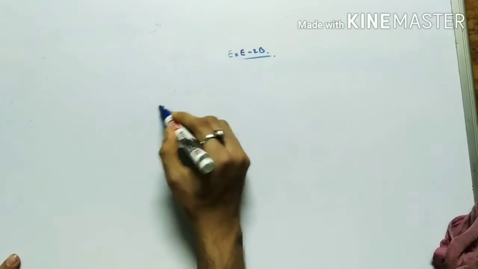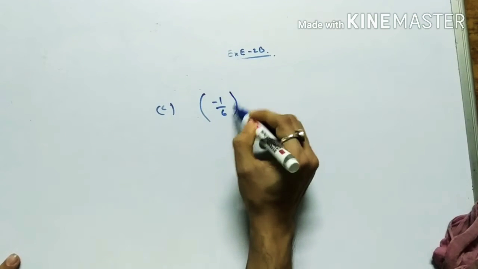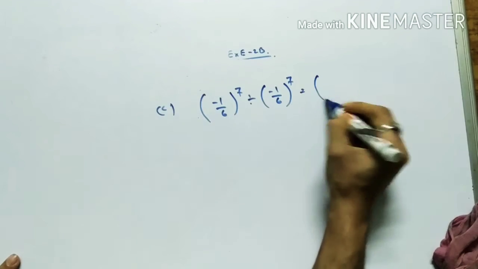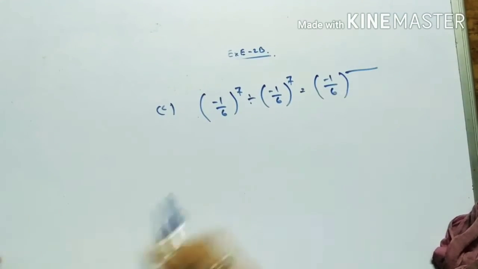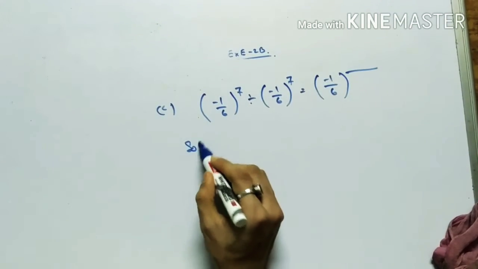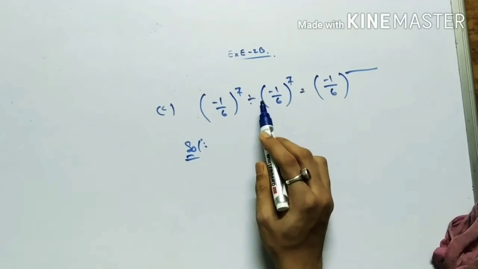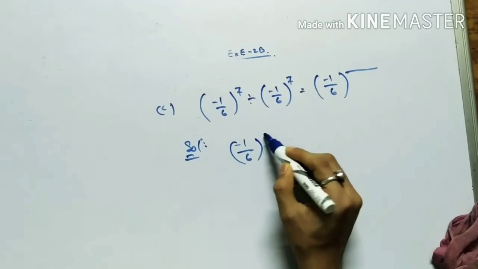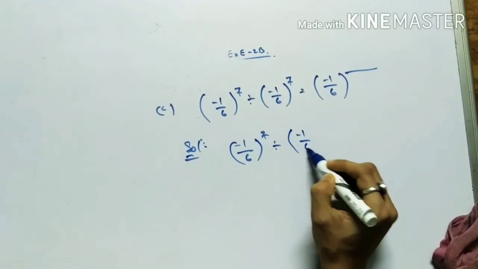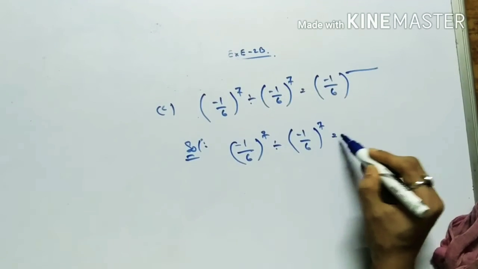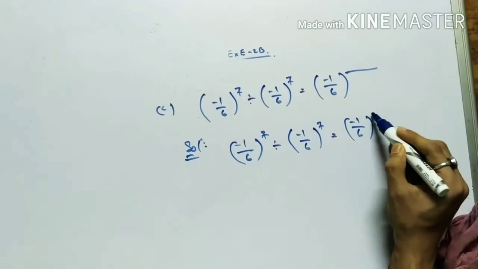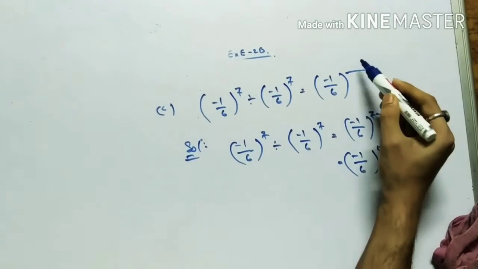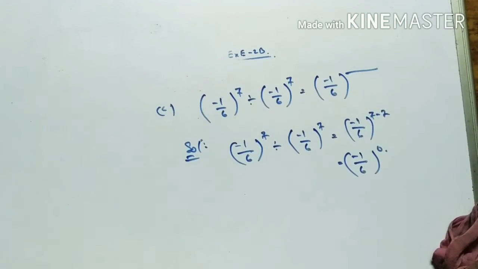Next, number C: minus 1 by 6 to the whole power 7 divided by minus 1 by 6 to the whole power 7 equals minus 1 by 6 dash. This one is very easy, same base, division going on. So minus 1 by 6 to the whole power 7 divided by minus 1 by 6 to the whole power 7 equals minus 1 by 6 to the whole power 7 minus 7, which is minus 1 by 6 to the whole power 0. So in the fill in the blanks, 0 will come.